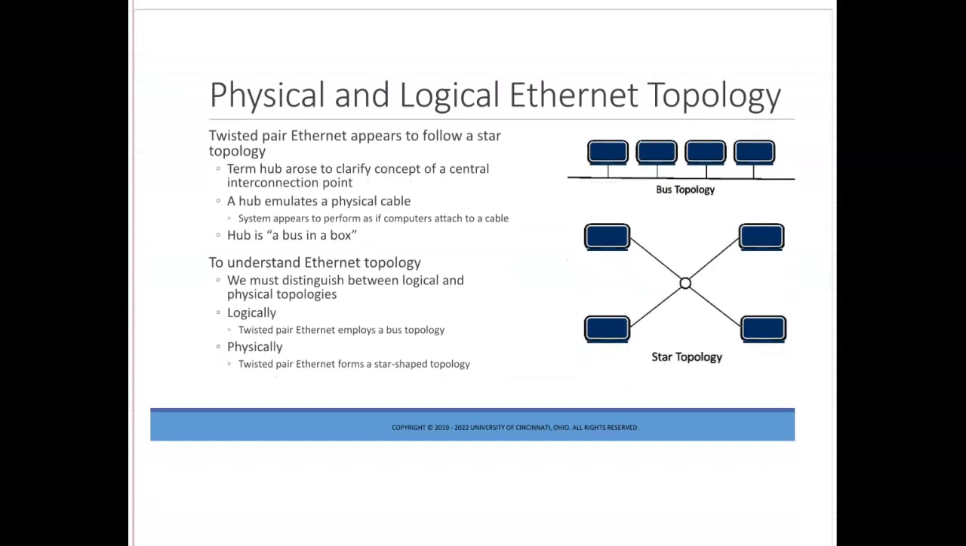Twisted pair Ethernet appears to follow a star topology. In fact, the term hub arose to clarify the concept of a central interconnection point. However, because a hub emulates a physical cable, the system appears to perform as if computers were attached to a cable. In fact, professionals joke that a hub really looked like a bus in a box. To understand Ethernet topology, we need to distinguish between logical and physical topologies. Logically, twisted pair Ethernet employs a bus topology, but physically, twisted pair Ethernet forms a star-shaped topology.